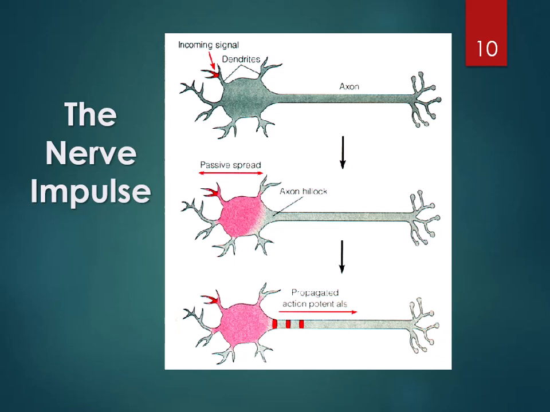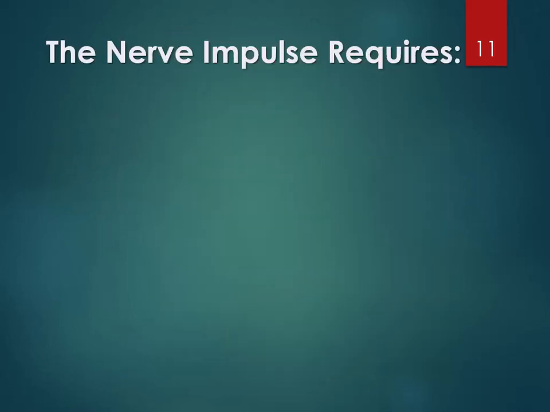It causes ions, charged atoms, remember that from Unit 2, to start moving across the axon membrane, carried all the way down to the end where a neurotransmitter is released. And that's what we're going to talk about in the next few slides, is how that nerve impulse works.